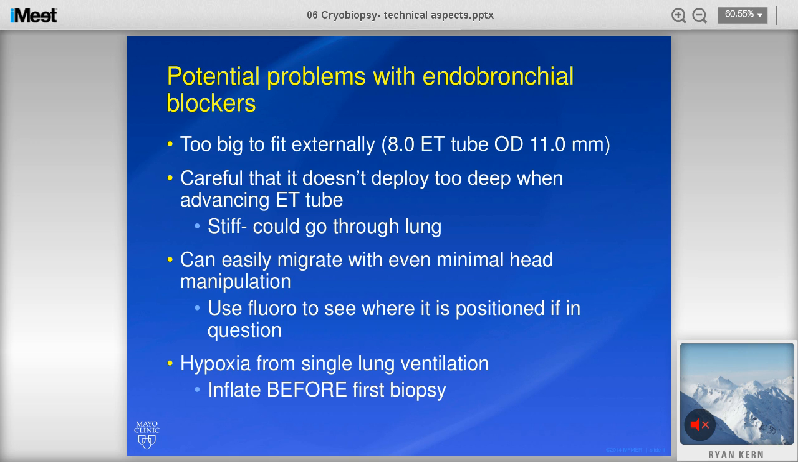Fluoroscopy can be really handy. Hypoxia can happen if you're going to isolate a whole lung. And so if a patient's borderline at all, I think it's helpful to inflate the balloon just to make sure that you don't cause hypoxia in the event that you have to use it.